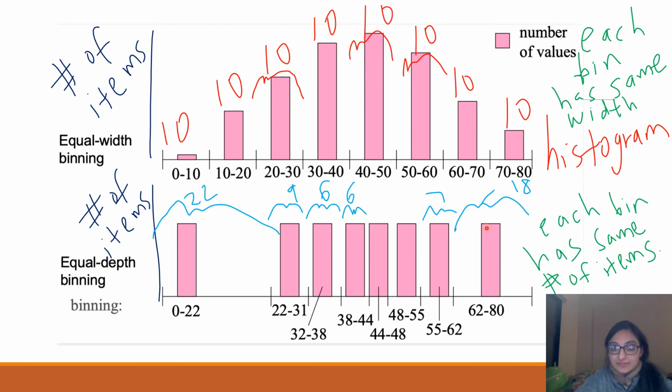This is what matters. We're caring about the height. We want the height to be the same. So they should all be the same height. That's what we care about. But for equal width binning, what we care about is the width being the same.